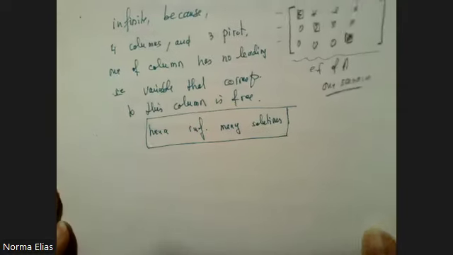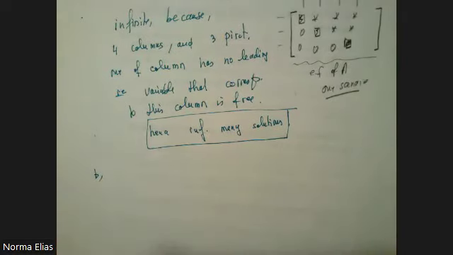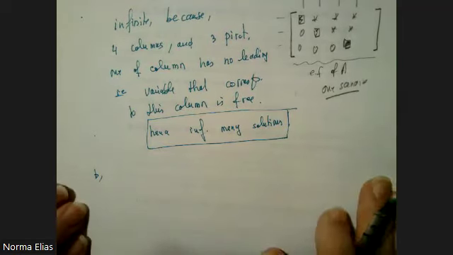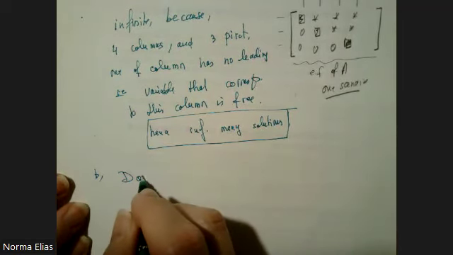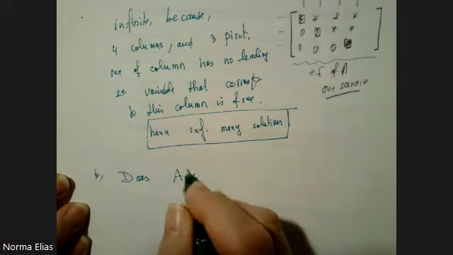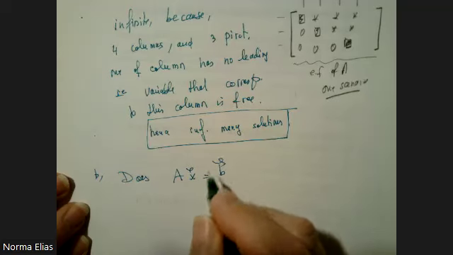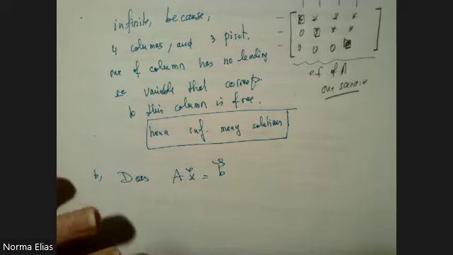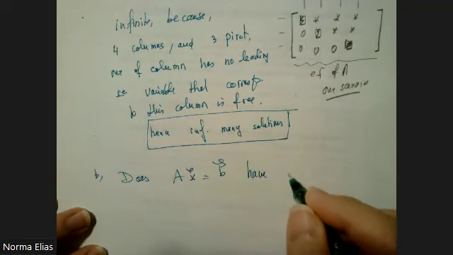All right, now, does AX equal to B have a solution for every B? It means if I solve the system, A is 3 by 4, whatever A is, can I plug in anything to the right and have a solution? Does AX equal to B have a solution for all B?